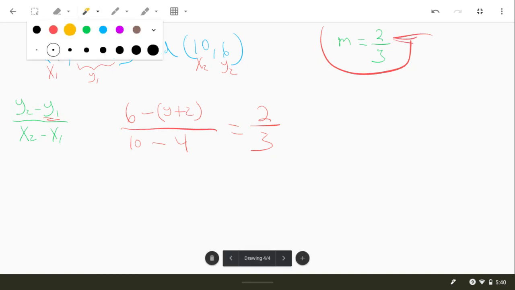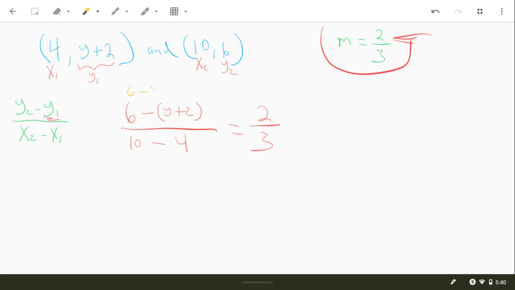All right, let's go ahead and simplify. Let's see here. If we distribute the negative, we end up getting 6 minus y minus 2, because the negative gets distributed. 6 and the minus 2 is going to give us 4. There we go. 4 minus y. On the bottom, 10 minus 4 is going to give us 6, equals 2/3.